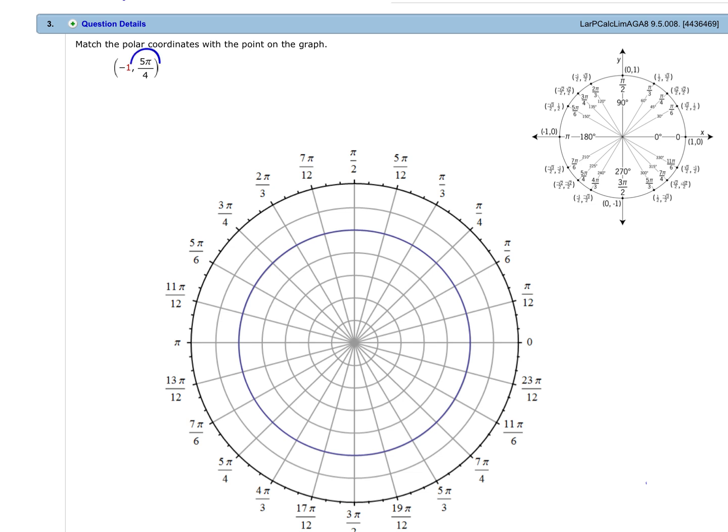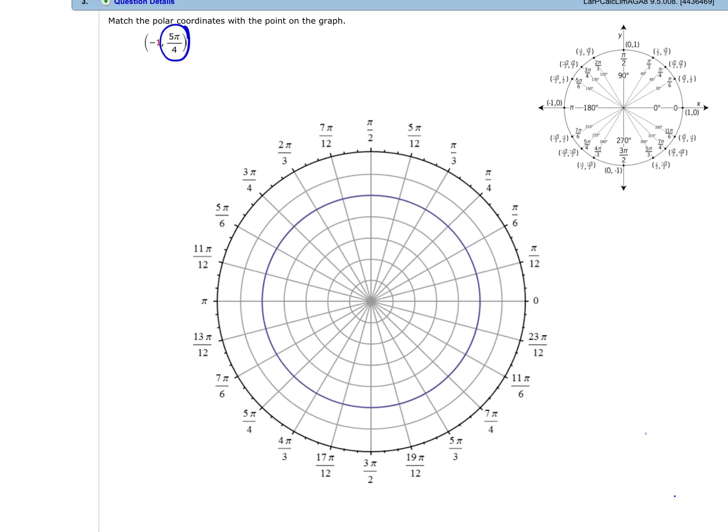So first, starting with our degree, we want to find 5 pi over 4 on our graph here. So 5 pi over 4 would be here. And then our point, our r, is -1.